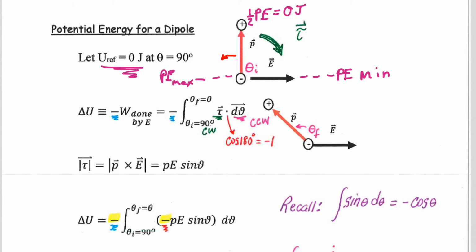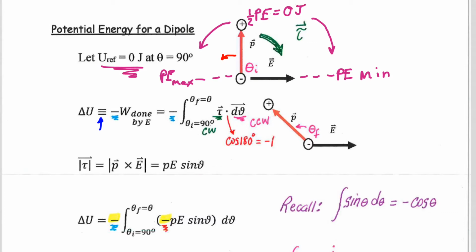From mechanics, however, individual joule values don't matter, as long as we're losing joule values when we are rotating to PE min, and we're gaining joule values when the P vector rotates to PE max, we're okay. All right, let's do our mathematical derivation here. Delta U equals negative the work done by the field is not an E&M equation or a mechanics equation. It is a fundamental equation to physics. So delta U equals negative the work done by the field.